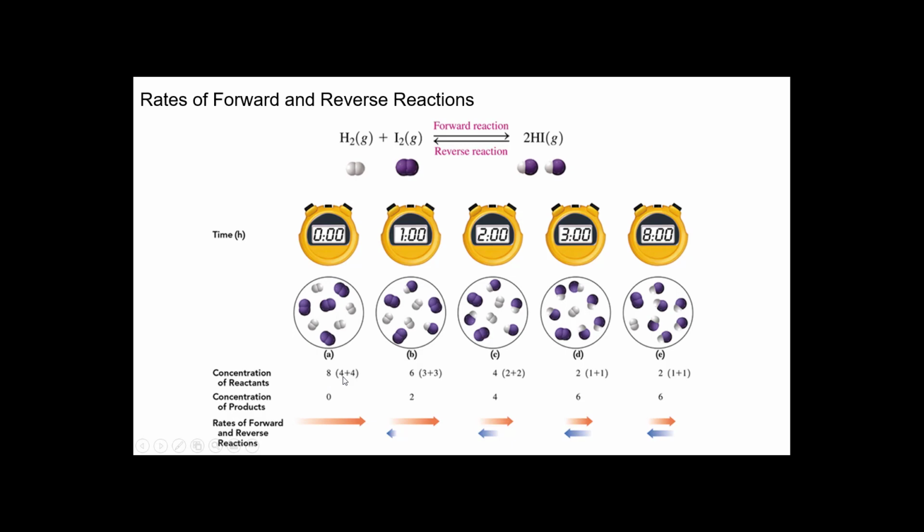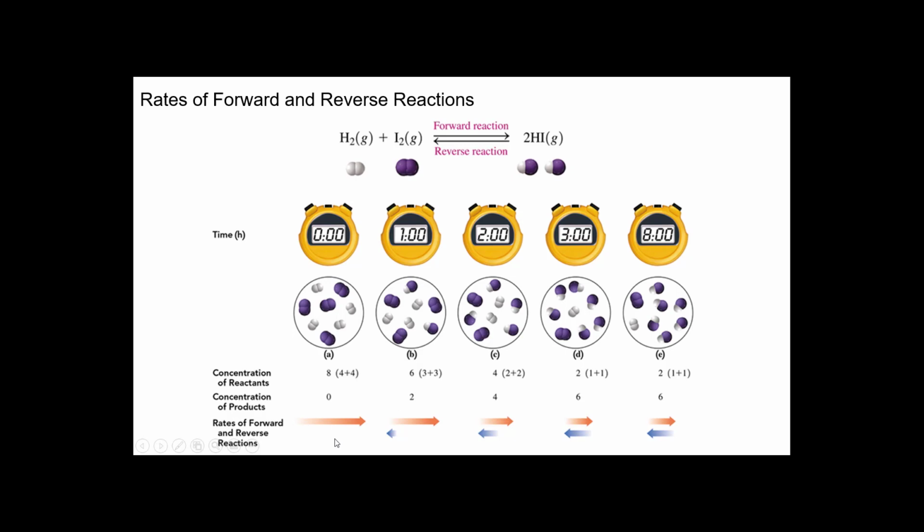So that equals 8. But what we expect to happen is as the product is produced, we're going to lose concentration of reactants, because some of that has to be taken out to show that it's been produced as a product. So when we look at 1 hour, we notice that the concentration has gone down. It's gone down to 6, which means 2 has gone over to be produced as product.